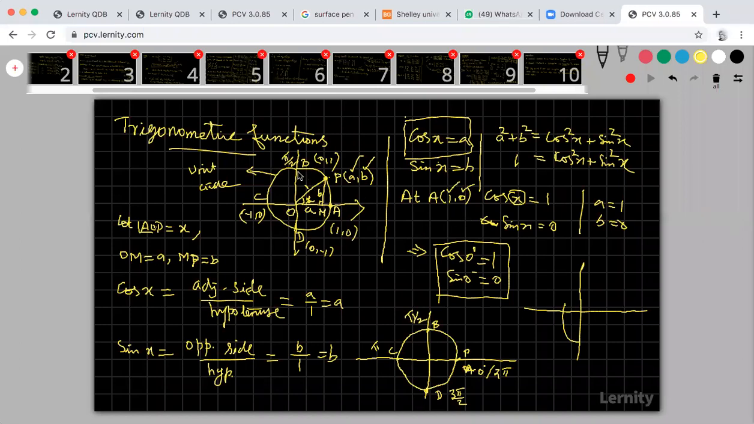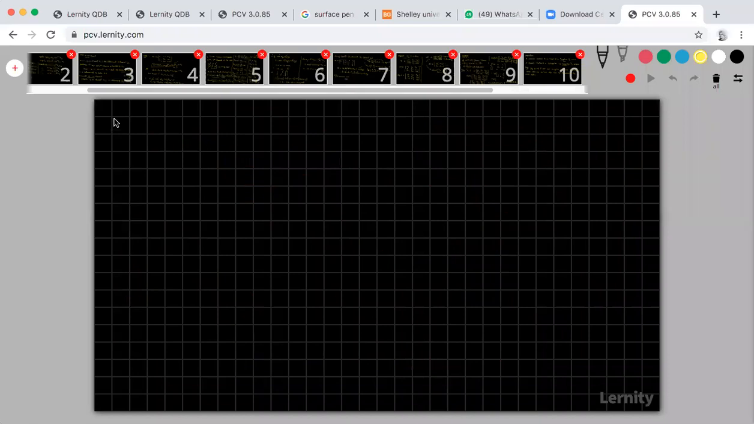Okay. Suppose at B, what happened? At the point B, what is my value? So I am taking B is equal to 0 comma 1. Actually, what is my cos 90? At B, the angle is 90 degree, pi by 2 radian. You can read it as cos pi by 2 or cos 90. Both are correct. So therefore cos pi by 2, this is my A, this is my B.